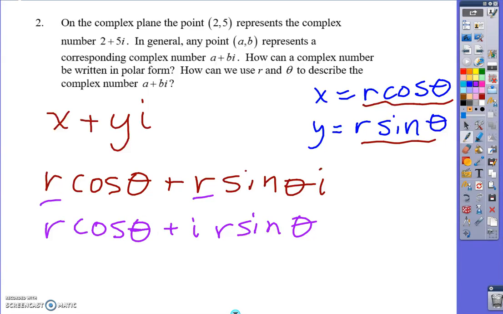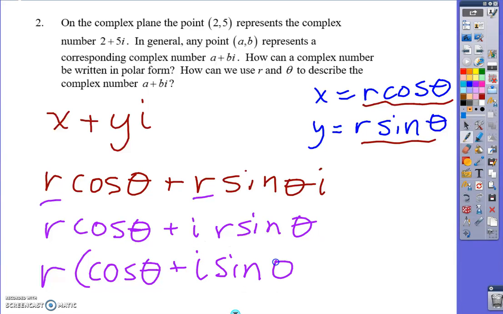And so then we're going to pull out r. And this is trigonometric form. r times the cosine of theta plus, excuse me, that does not look like a plus sign. That's worse. Plus i times the sine of theta. And that way we only have to use r once, and it's really, really easy.